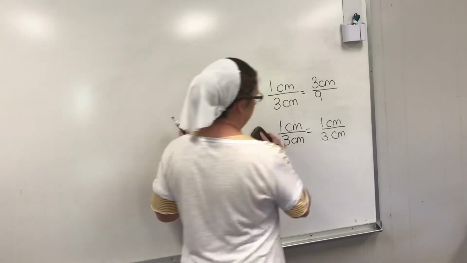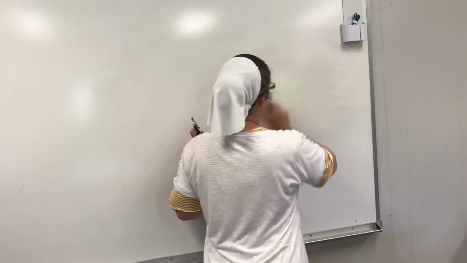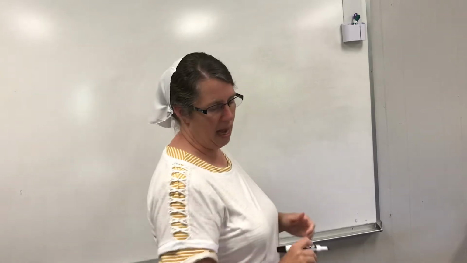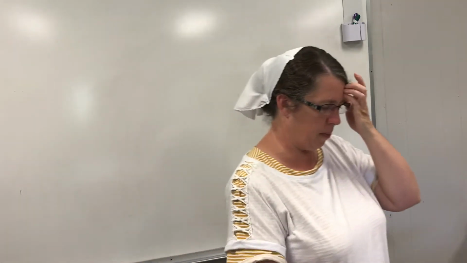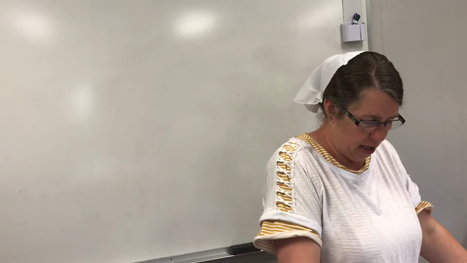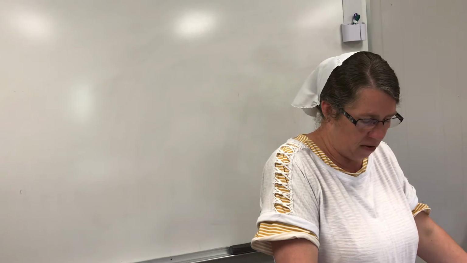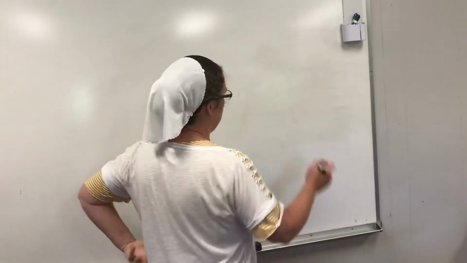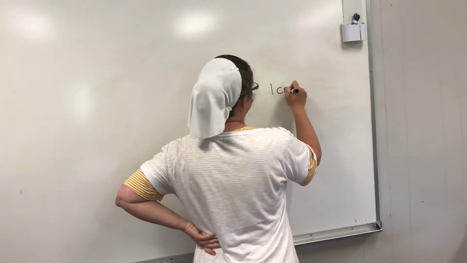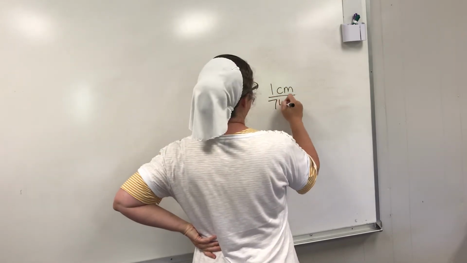All right, let's go down to the next one. This is the tower on the right. It says use proportions to calculate the actual height of the CN Tower in Toronto. Measure the tower to the nearest 1/10 of an inch. All right, our scale is 1 centimeter over 75 meters.